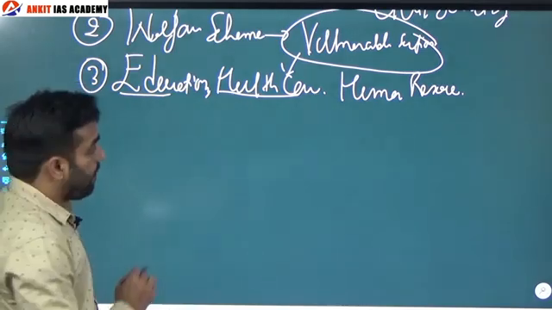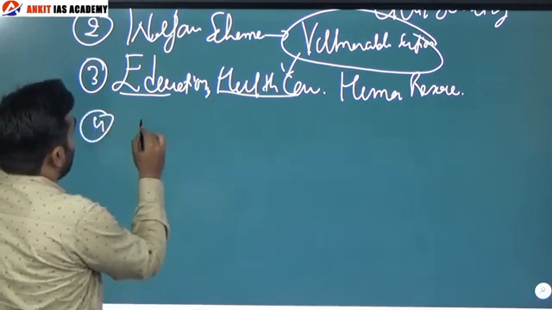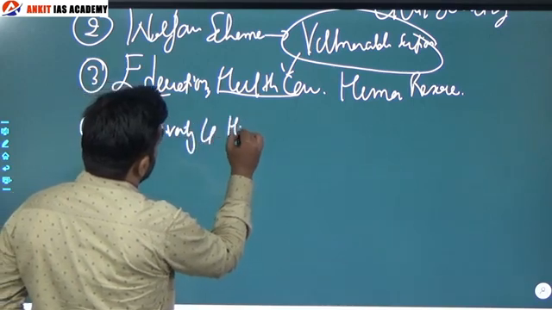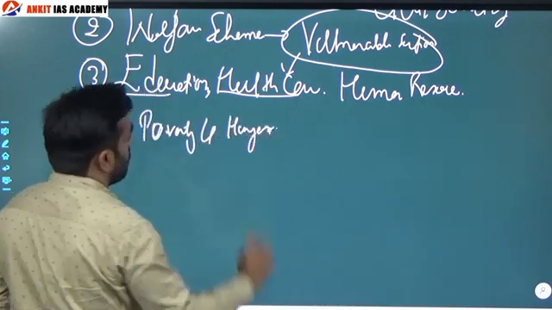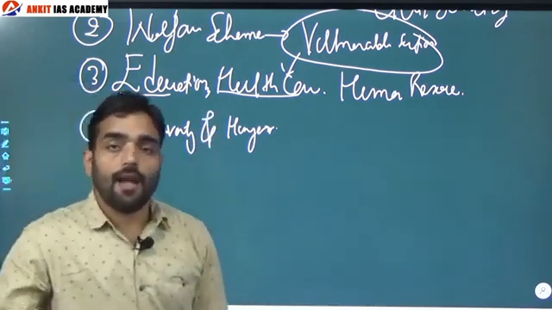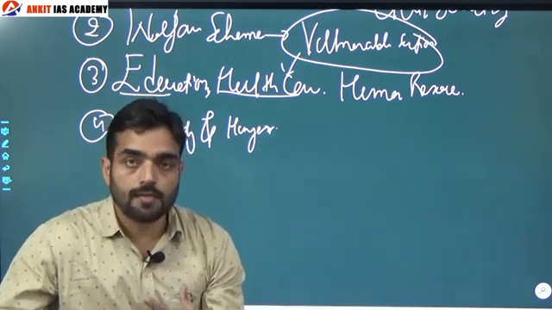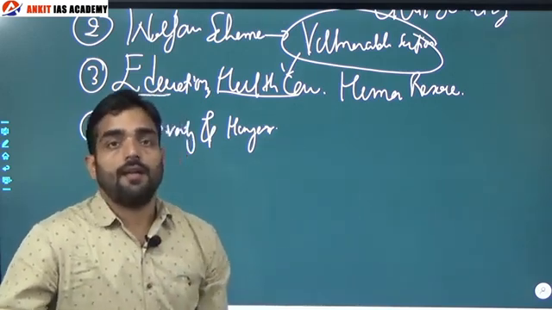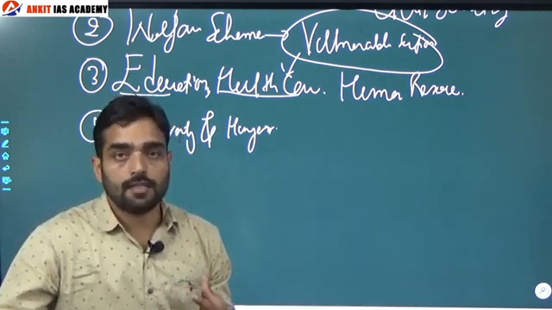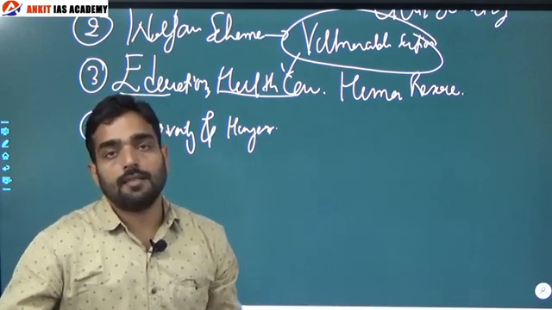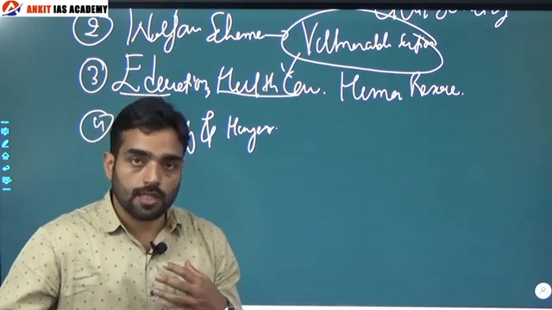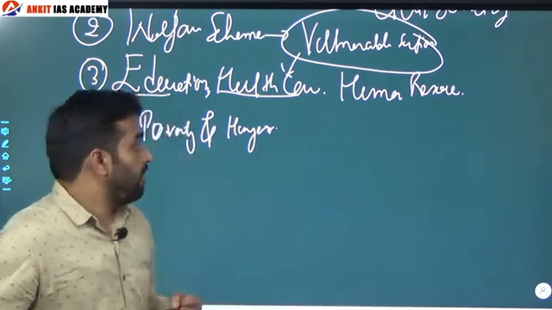Then the fourth part in this is poverty and hunger. The status of poverty, the state of poverty and hunger in the country, and the government effort towards eliminating poverty and hunger in the country, and why, despite all the efforts in the past 75 years, we still have perhaps the largest number of people below poverty line, talking about the absolute numbers. Fine.